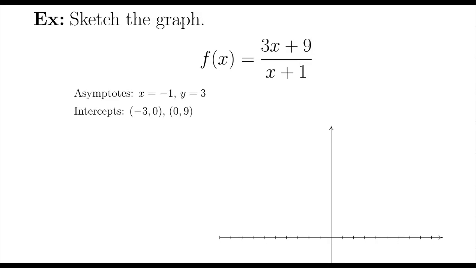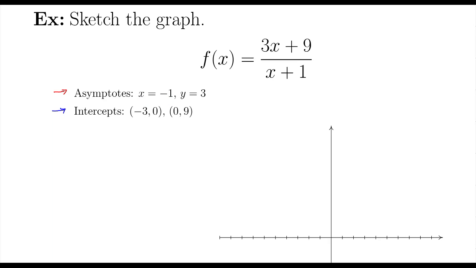Let's sketch the graph of the rational function. Okay, let's start off with the asymptotes that we've already found: x equals negative 1 and y equals 3. And then we're going to plot the intercepts, and then we're going to try to go from there. We'll probably need test points. Usually you need 2 test points for every vertical asymptote, but we'll worry about that as we go.